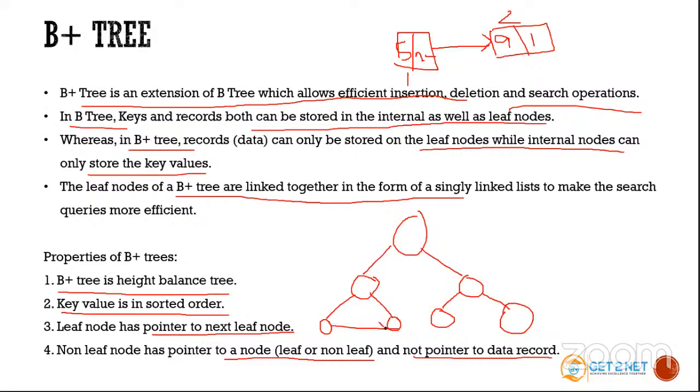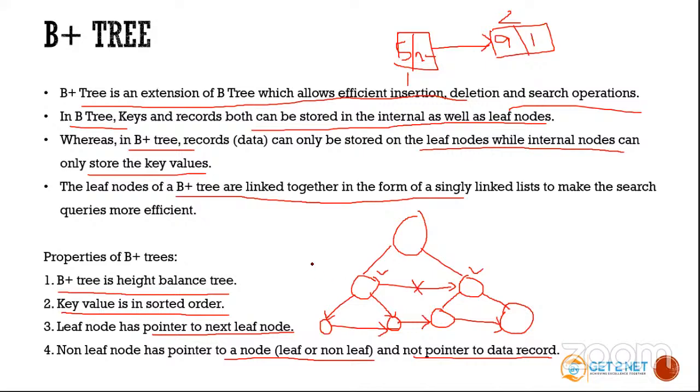These nodes are pointing to each other. But the non-leaf nodes, these nodes here, do not point to the data record. We can't point like this. Only the leaf nodes can point to each other, but not the non-leaf nodes. They only point to their own children. That is the main property of the B plus tree.